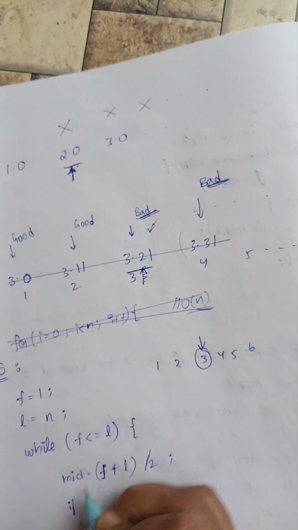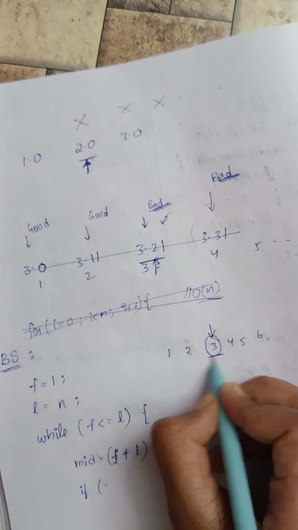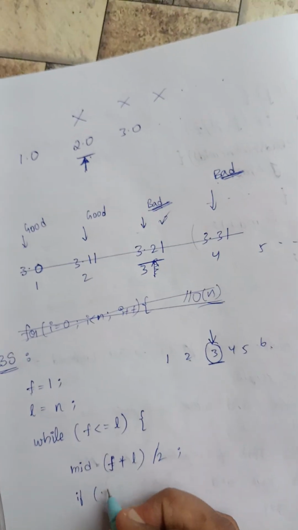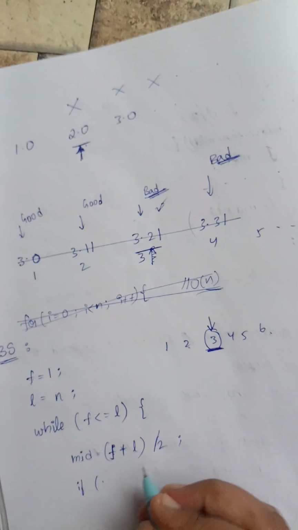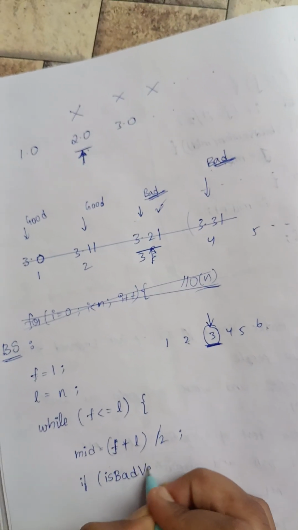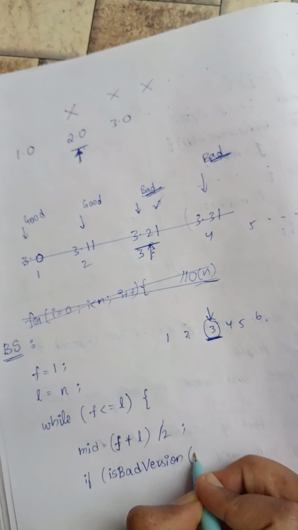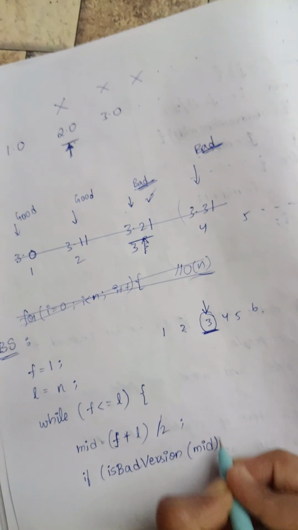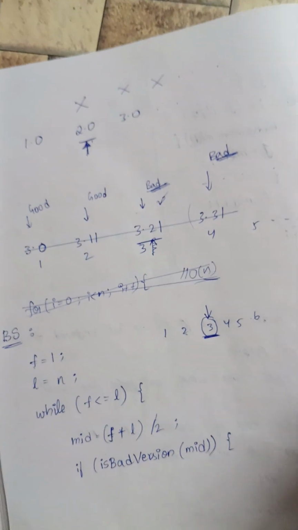We have found that the mid of 1 plus 6 by 2 is 7 by 2, that is 3. This is 3, so we'll check whether this 3 is a bad version or not. So we'll call the isBadVersion function. They have already said that they have written the code for isBadVersion. They want us to just call it. We'll call it with mid.